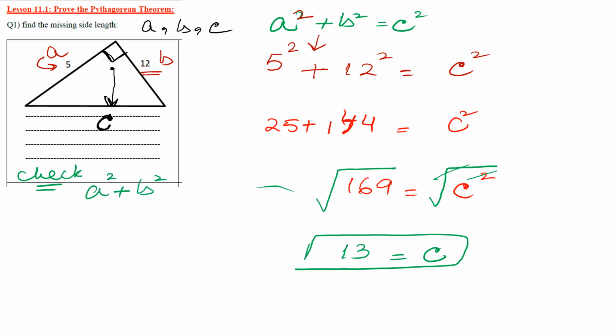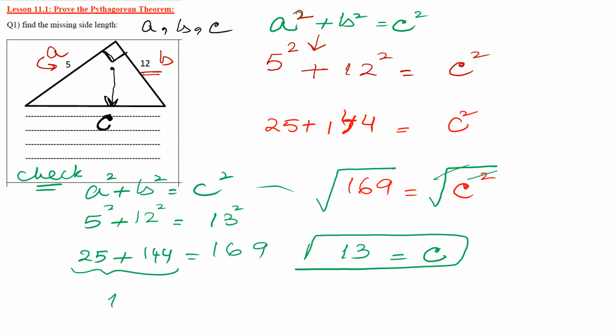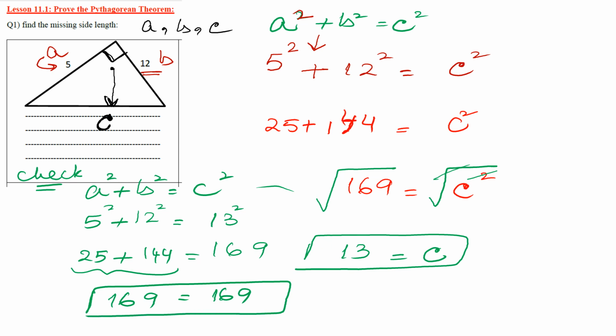Right here, A squared plus B squared equals C squared. A is 5, so 5 squared. B is 12, so 12 squared. And C is, what did you get? 13, so 13 squared. Now 5 squared is 25, 12 squared is 144, 13 squared is 169. Now 25 plus 144 gives you 169. And on this side, it is already 169. So if both sides are equal, it means you solved it correctly. But in the exam, if you stop here, it's fine.